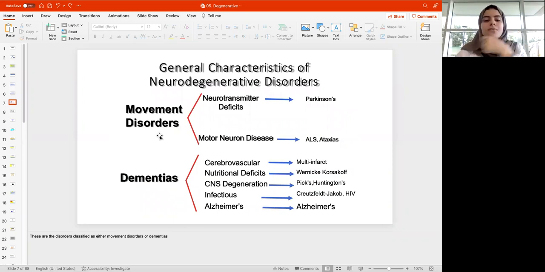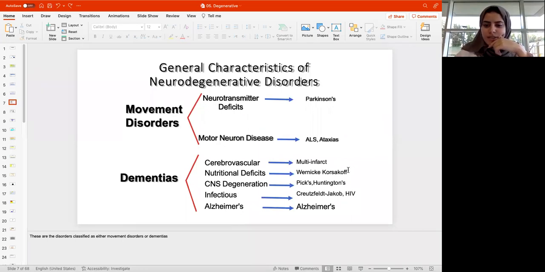So you have movement disorders like neurotransmitter deficits, where you have a deficiency of dopamine. This happens in Parkinson's. Then you have the motor neuron disease like ALS, and we know ALS can affect the upper motor neurons and lower motor neurons. So it's classified as a motor neuron disease because it affects specifically motor neurons, not the cells in your brain. And we'll discuss each one.